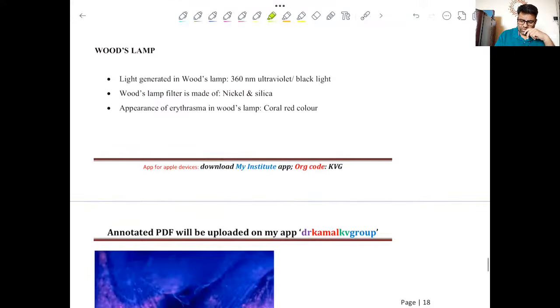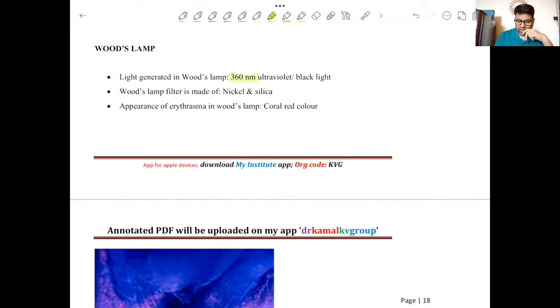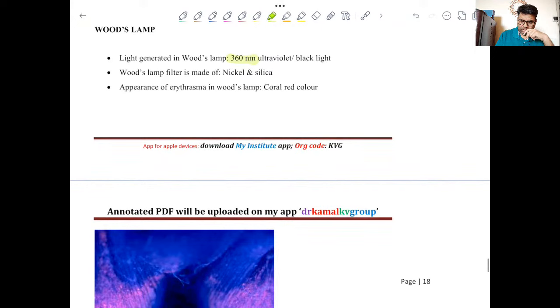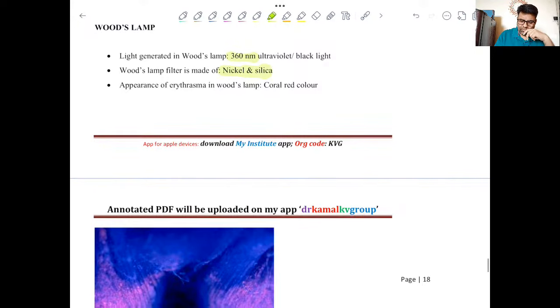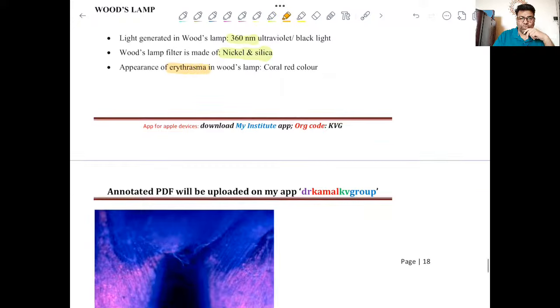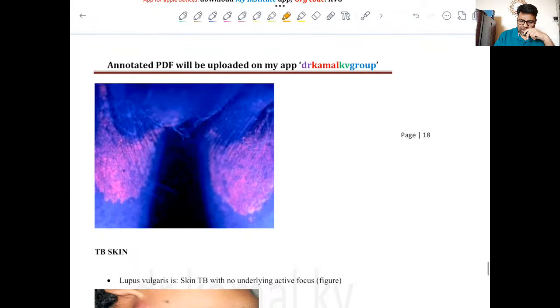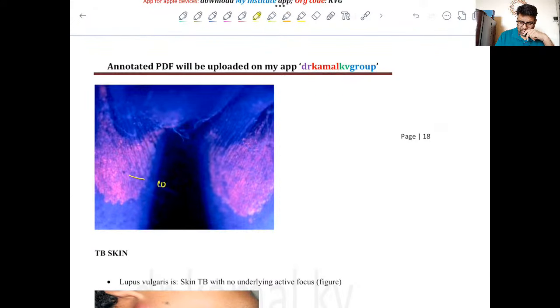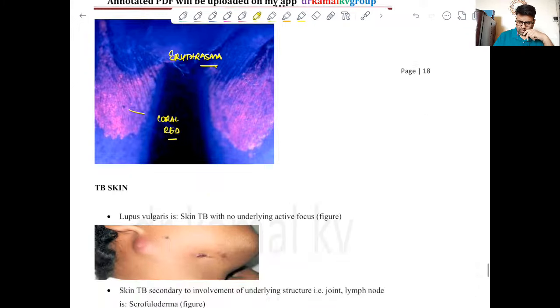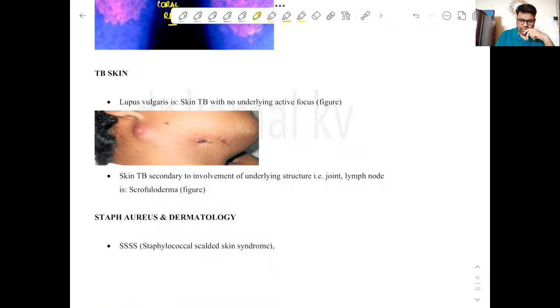Then Wood lamp: the light generated is 360 nanometer UV rays, and the filter is made up of nickel and silica. Especially in cases of erythrasma, if we do Wood lamp examination, we will classically see coral red appearance, right? So this is for erythrasma. Clear?